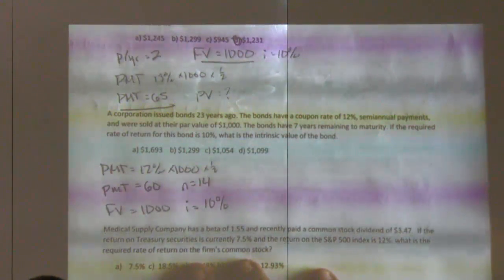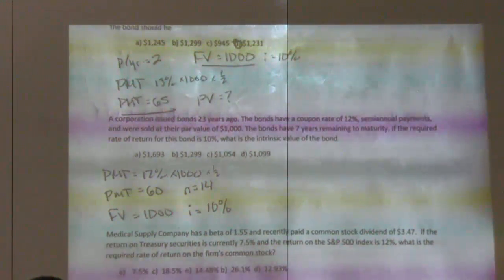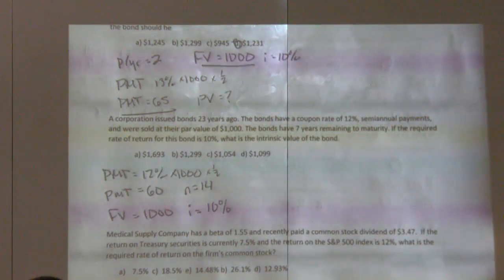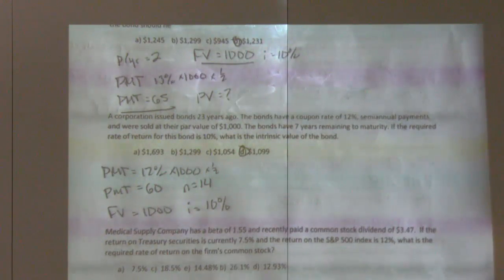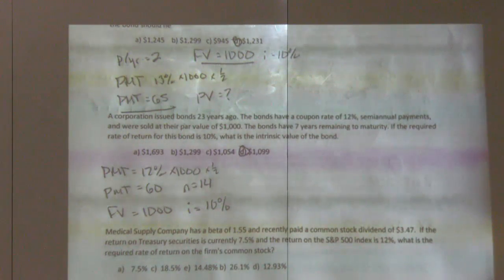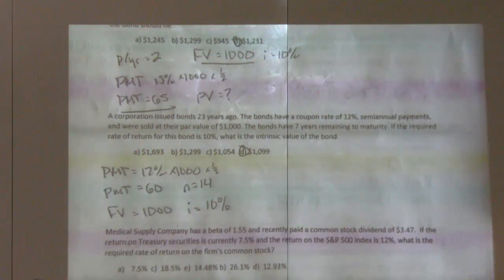So here, what is the intrinsic value? You're just solving for PV. So you put everything in the calculator, and you should get 1099 off of that. Does that make sense, everyone? This is kind of similar to time value of money with just a little extra step of that payment. So yeah.